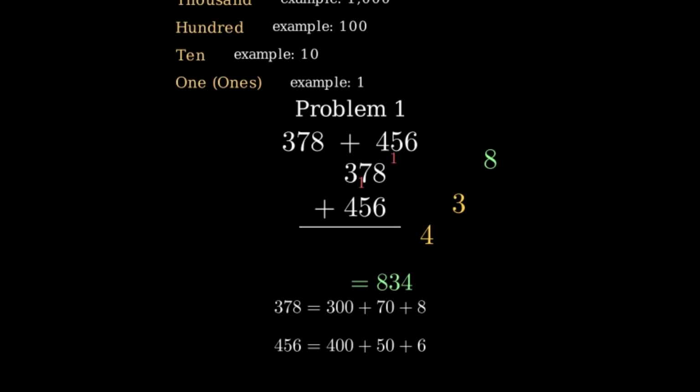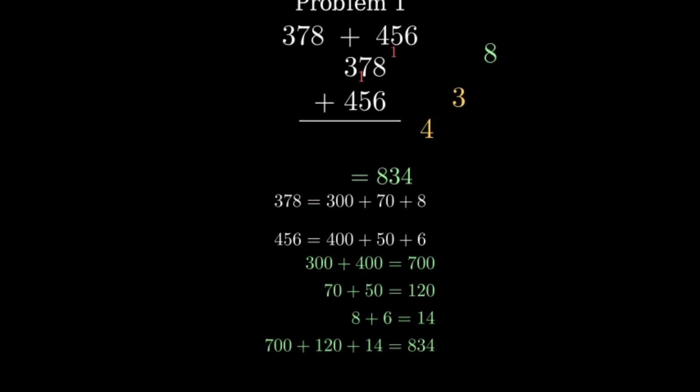Now combine those partial sums. 700 plus 120 plus 14. We add the hundreds to get 700, tens to get 120, ones to get 14. Note that 120 plus 14 gives 134, and 700 plus 134 equals 834. Same answer, explained using place values.